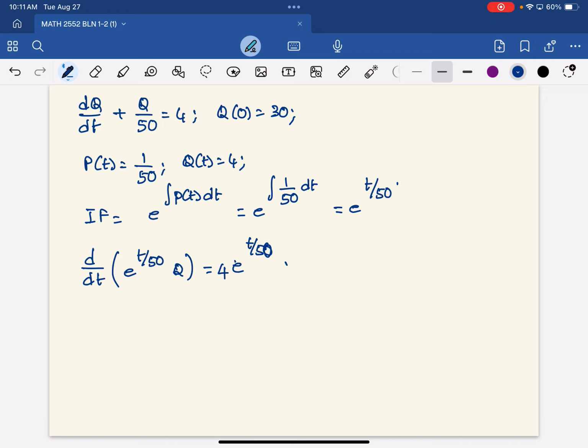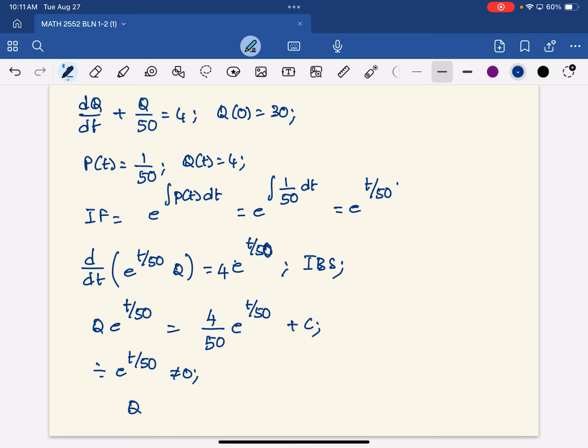So I integrate both sides. When I integrate both sides, I get q times e to the t over 50 is going to be 4 over 50 times e to the t over 50 plus some constant c. So my goal is to isolate the value of q. So I'm going to divide by e to the t over 50. Remember that the exponential term is never 0. So you would be able to divide by the exponential term. So that gives you q is going to be 4 over 50, which is 2 over 25, plus c times e to the negative t over 50.